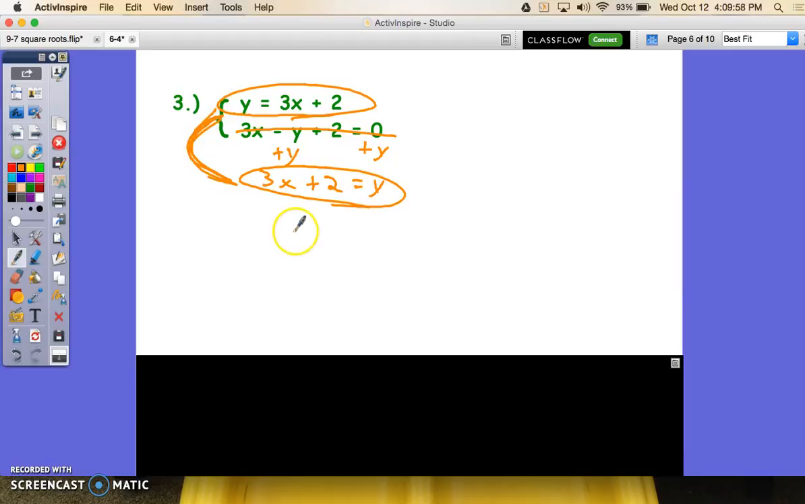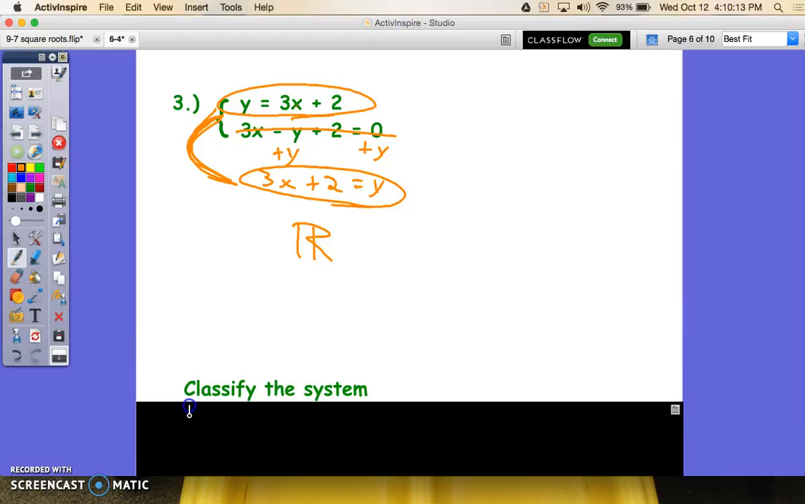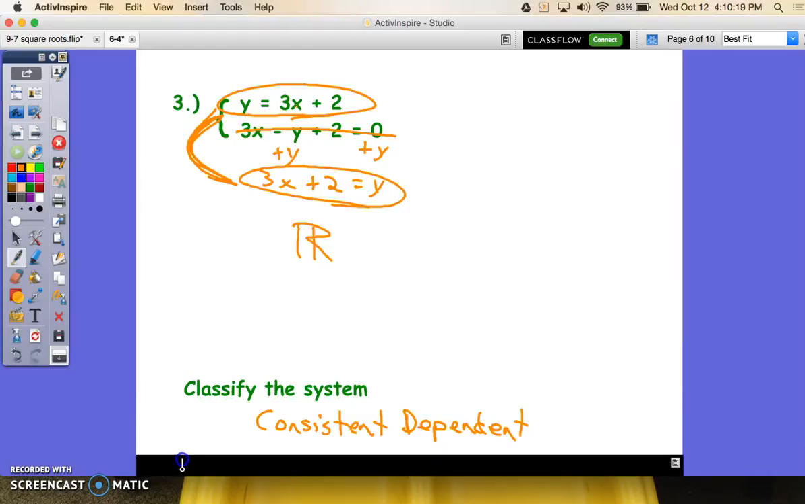So I would then hopefully notice that my solution was all real numbers, because anything I plug in for x for both of these would make them true. Same thing for y. So those points will all lie on those same lines because they are the exact same line. I could classify this as, take a few seconds, think about it. Yes, jackpot, you are correct, consistent dependent.